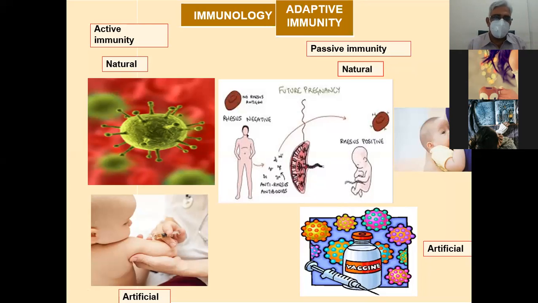Active and passive are English words. Active means the immunity which is initiated once a pathogen enters, and the body has to do something. So the body actively has to work. Like corona: in a patient who has corona, if immunity is produced afterwards, that is called natural active immunity.